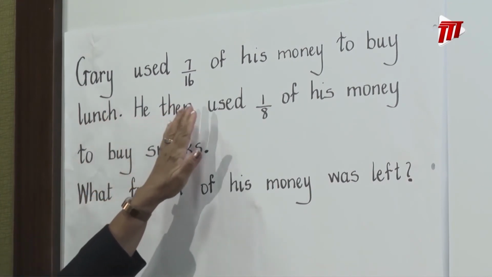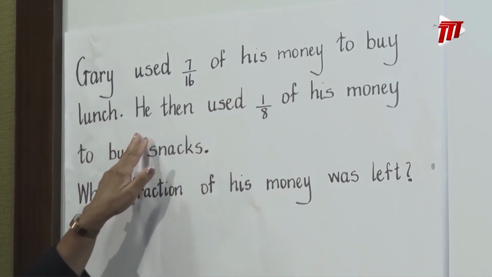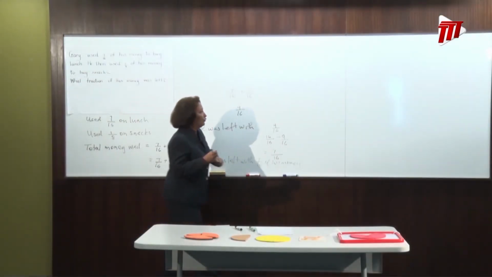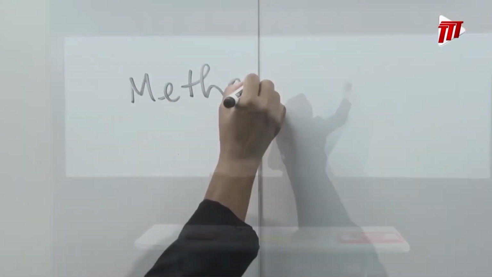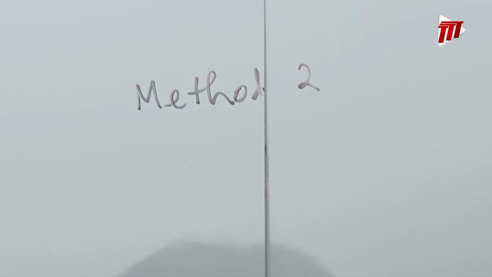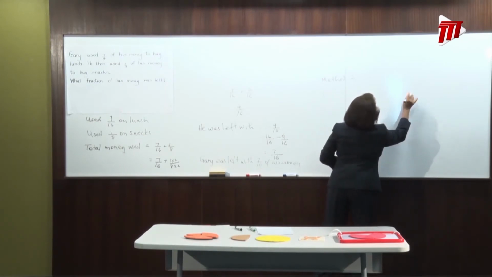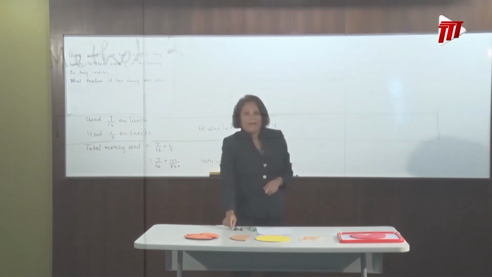Gary used 7/16 of his money to buy lunch. He then used 1/8 of his money to buy snacks. What fraction of his money was left? So our method 2 involves using a bar to represent our whole. So this is my bar. And that represents the amount of money that Gary had.